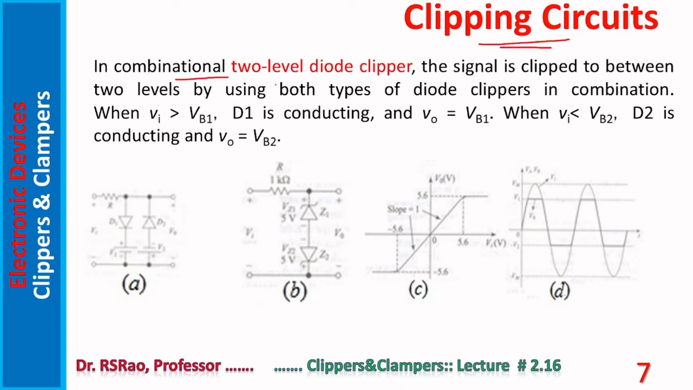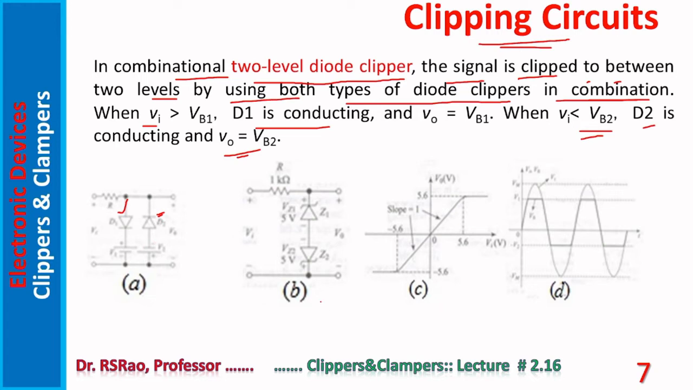Some more aspects of clipping circuits. In combinational two-level diode clipper, the signal is clipped to between two levels by using both types of diode clippers in combination. When Vi is more than Vb1, D1 is conducting. This is D1. And V0 is Vb1. When Vi is less than Vb2, D2 is conducting and V0 is Vb2. This is D2.